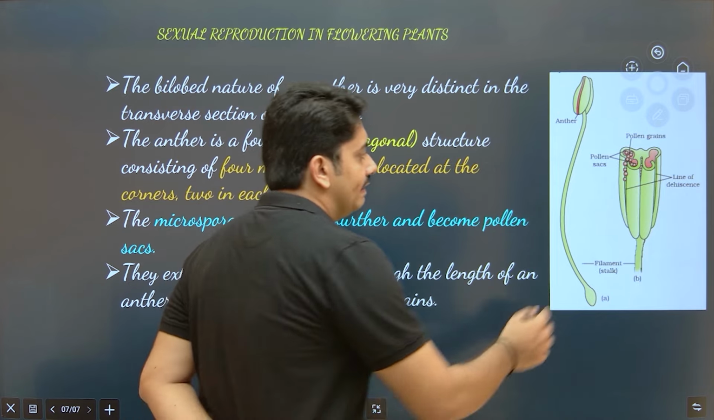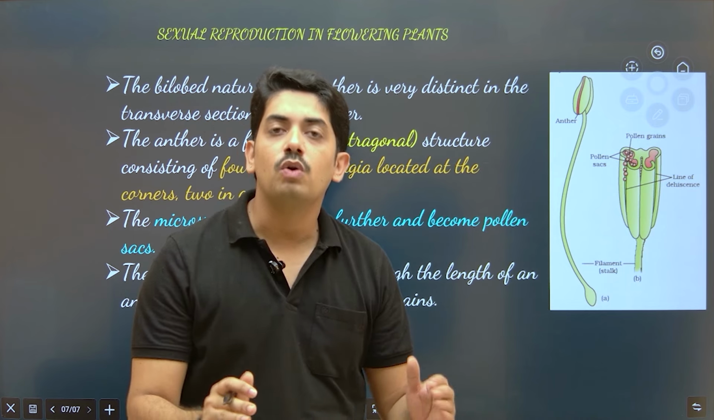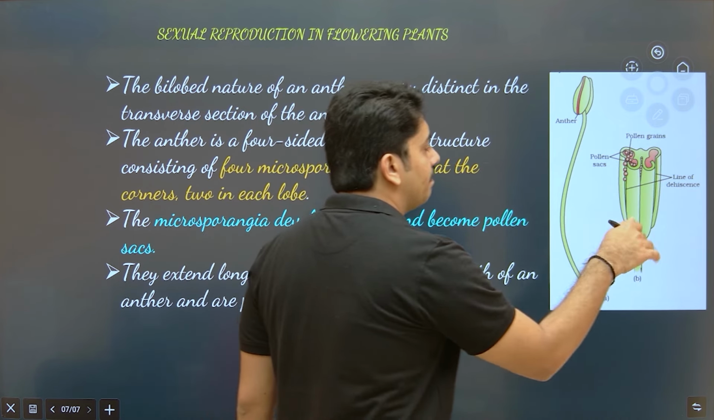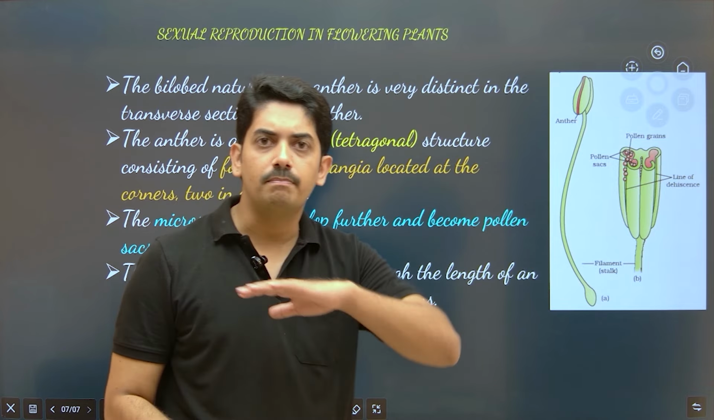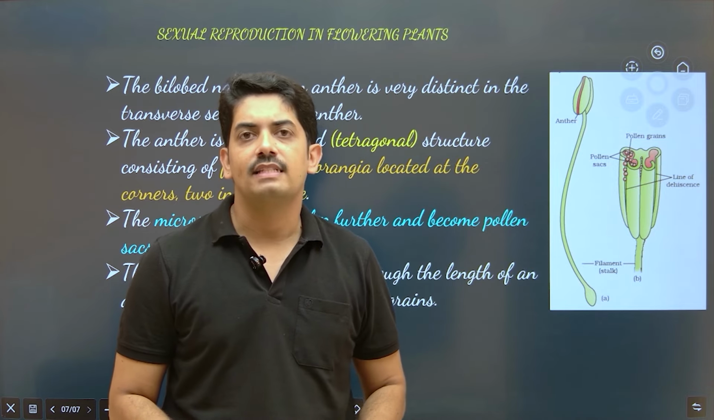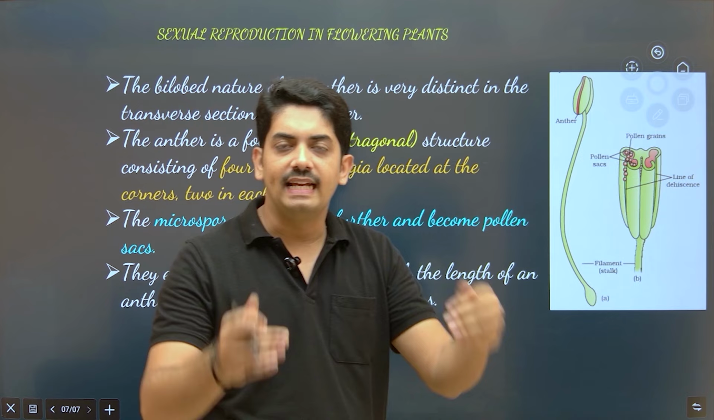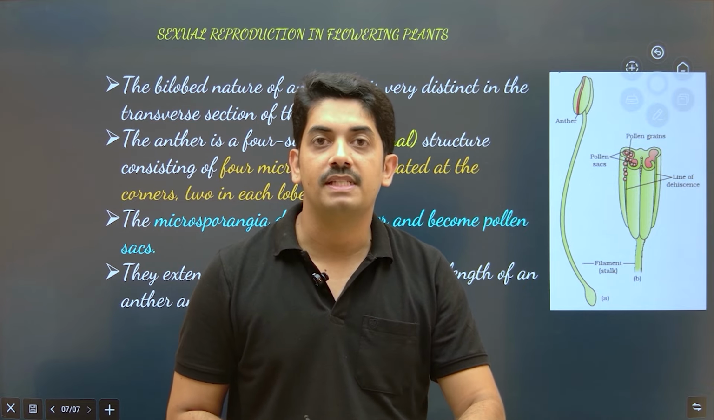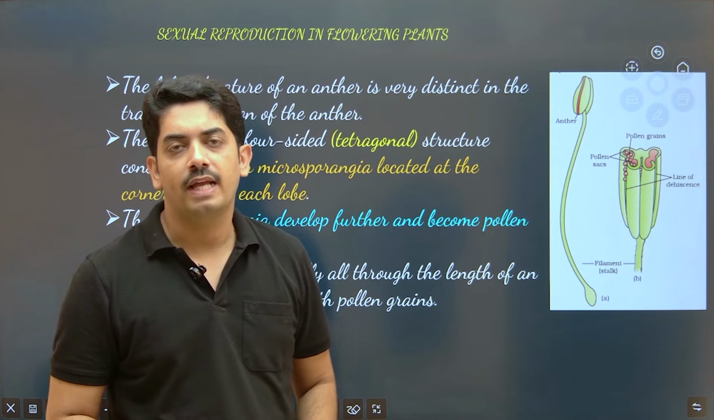Now, in this anther, the microsporangium is very clear only after taking the section. Where are they present? At the corners. If you observe the bilobed anther and take a transverse section, in the corners you observe the chambers, and inside the chamber what is present? Microsporangium is present. How many are present? Each lobe consists of 2 microsporangia.